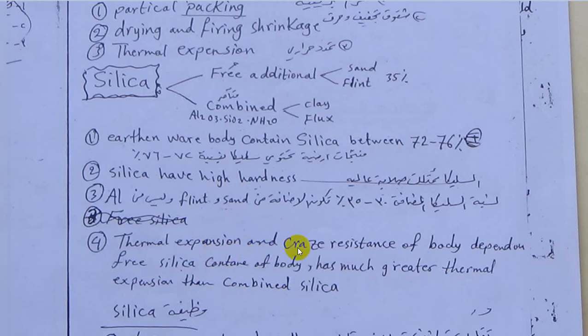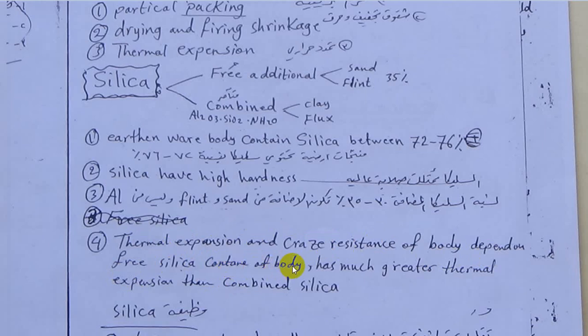Thermal expansion and crazing resistance, يعني مقاومة التصدع. ومعامل التمدد الحراري للجسم السيليكي أو للقطعة السيليكية تعتمد على تكوين، depends on the composition of the free silica, or depends on the content of the free silica added exactly here. Content, as we said, of the object.